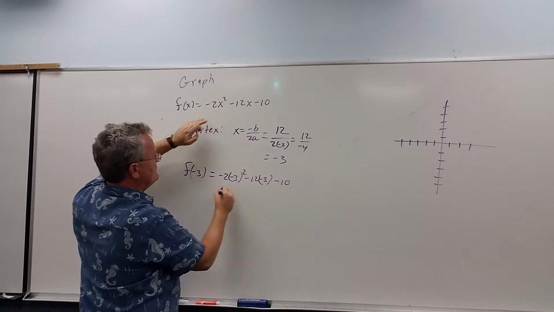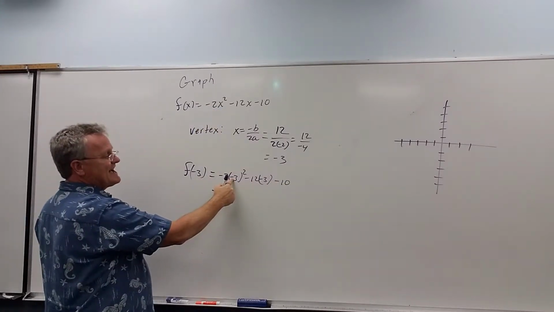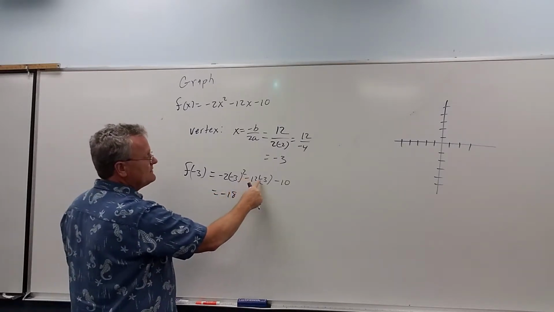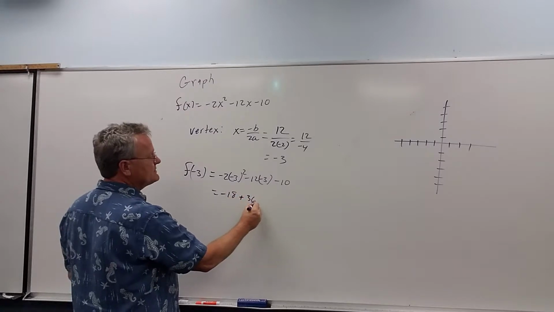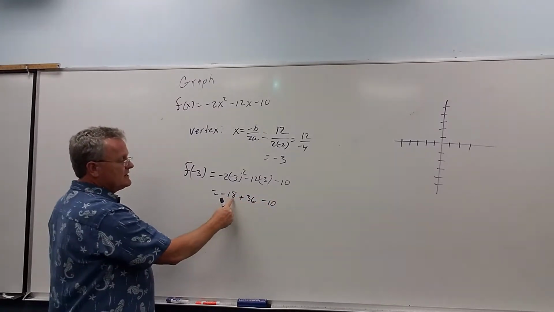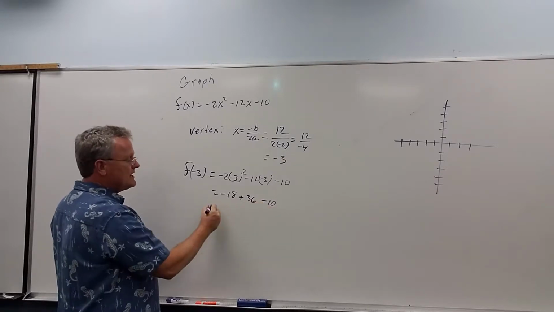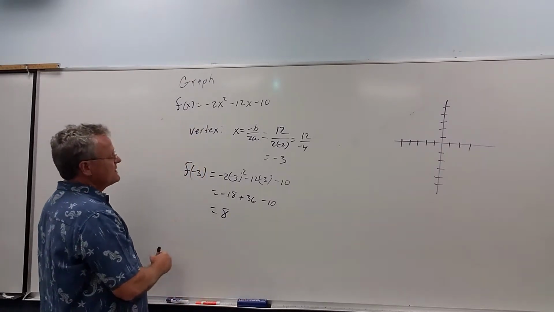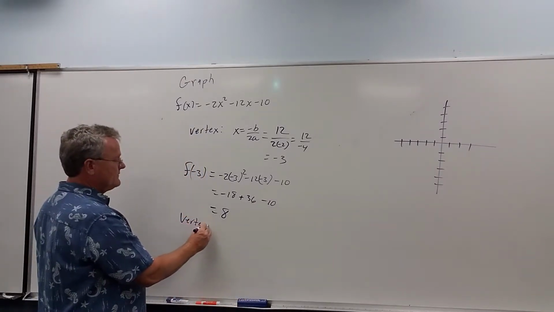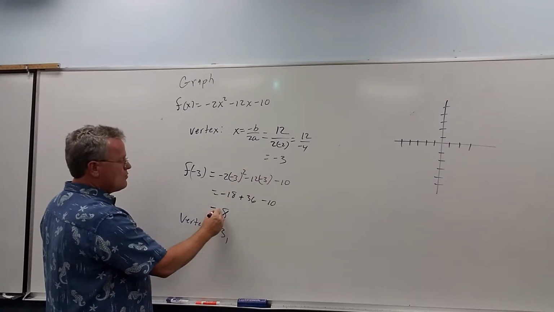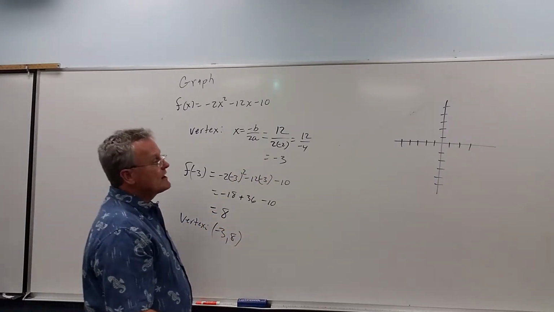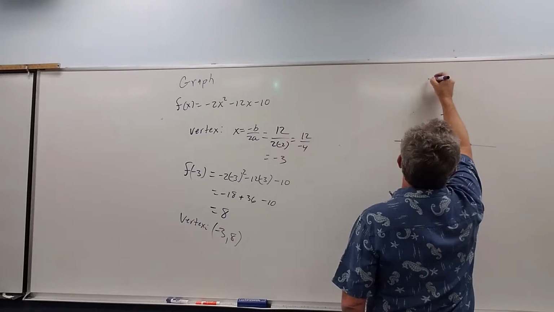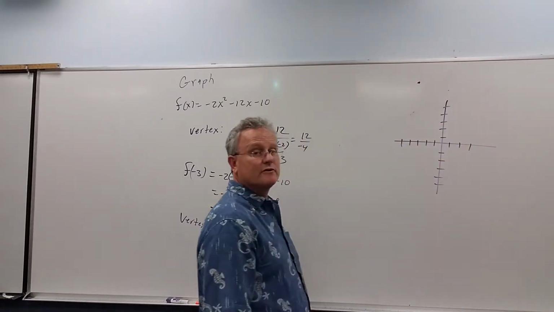and simplify. Negative 3 squared is 9. 9 times negative 2 is negative 18. Negative times a negative is a positive 36, minus 10. Negative 18 and negative 10 is negative 28, and a positive 36 gives a positive 8. So the vertex is the point x is negative 3, y is positive 8. So when I plot that, 3 left, up to 8, 1, 2, 3, 4, 5, 6, 7, 8. It's about right there. So that's where the vertex is.